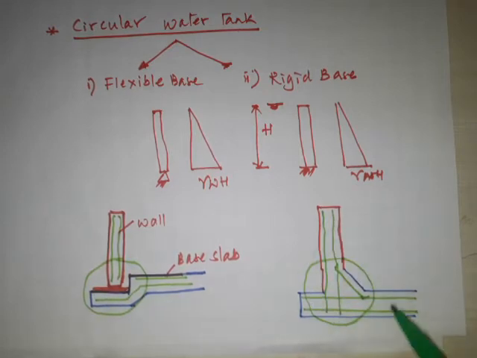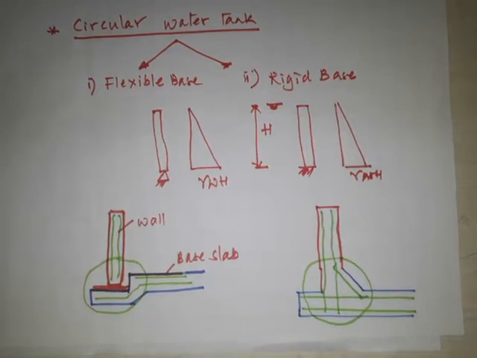But what you can see here? The reinforcement is passing through the base slab, and even the base slab reinforcement is crossing the reinforcement of the wall. So because of that, it will become a rigid connection. This is one difference to understand what is a flexible base and what is a rigid base. We have one more thing that I would like to explain here.